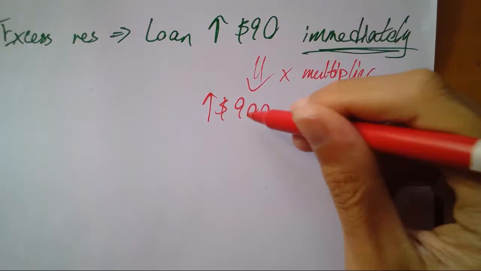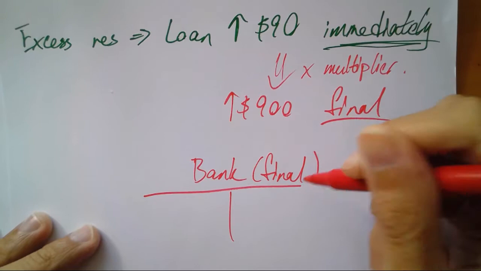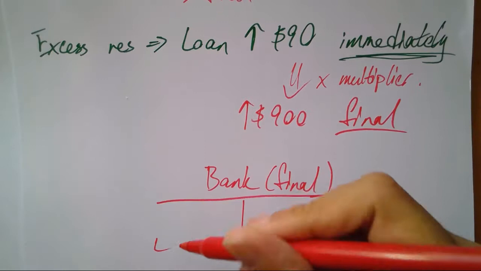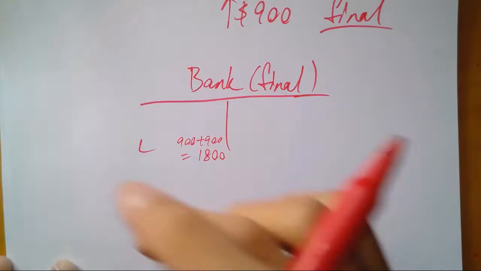Now therefore, the final banking system, okay, final, loan used to be 900. Now the final change is increase 900. 900 plus 900 equals to this amount. Right? 是吧? Loan就這麼多啦. Now, funny thing is, reserve.